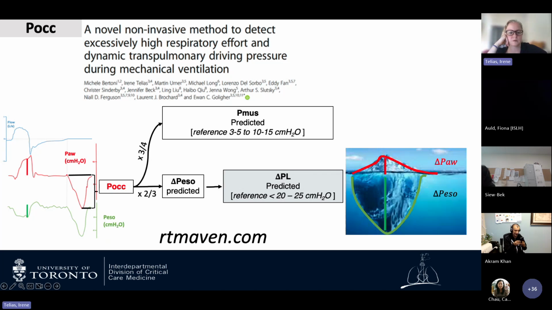Low values for Pmus would be 3 to 5. For high values for Pmus, I'm getting higher and higher as time goes. Here I put 10 to 15, but I would say 15 to 20, or around that. For total driving transpulmonary pressure, up to 25, 23 to 25 centimeters of water. That's very high. Okay.